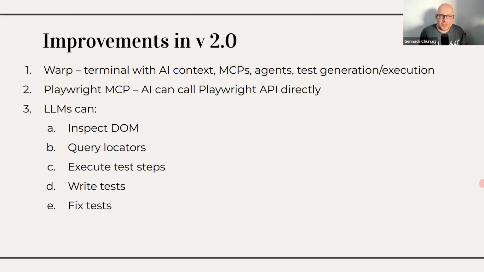So I'm just using Playwright MCP, and it can write you testing using Playwright API directly. So your LLM now can inspect DOM, so it knows how to find locator for an element. It will query them, execute test steps, write all of that test, and it can even fix test for you. So you can do it in Warp, you can do it in Visual Studio Code.